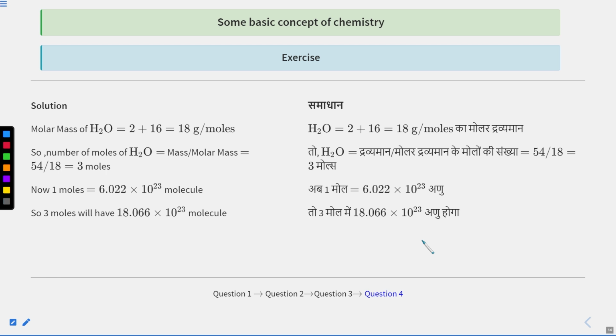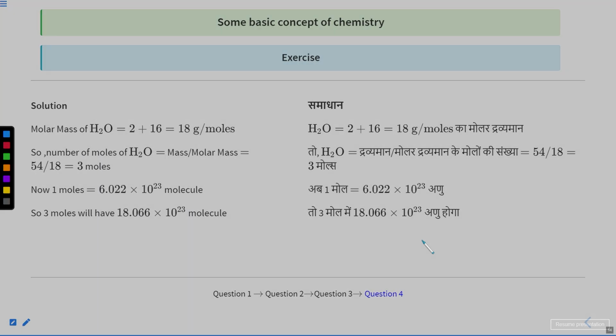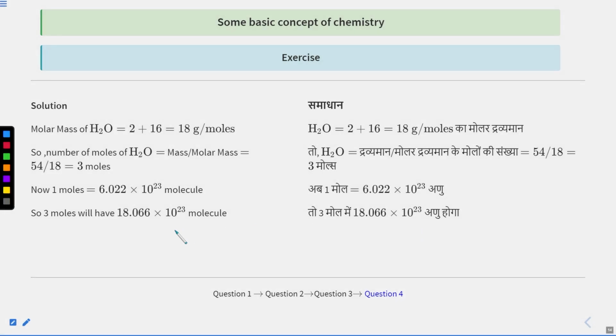So in 54 gram of H2O, total 18.066 into 10 raised to the power 23 molecules are there, because in one molecule we have 2 hydrogen atoms and 1 oxygen atom. 2 hydrogen atoms means 2 gram, plus oxygen atom means 16 grams. So total molecular mass of water is 18 gram, right?